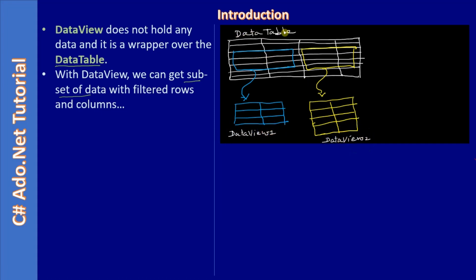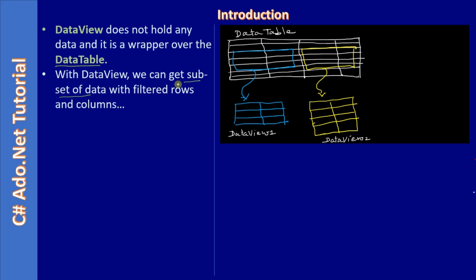So as you can see, this is the data table, and from here we are picking the subset of data and we call that DataView1. Similarly, here there is one more subset of data that we can retrieve from the parent data table and we can call that DataView2.